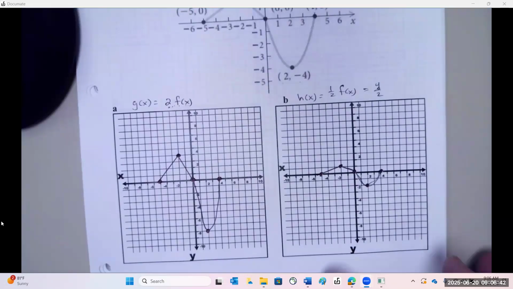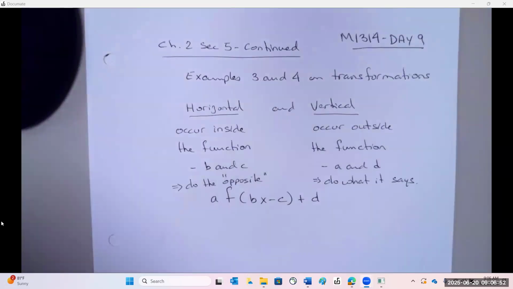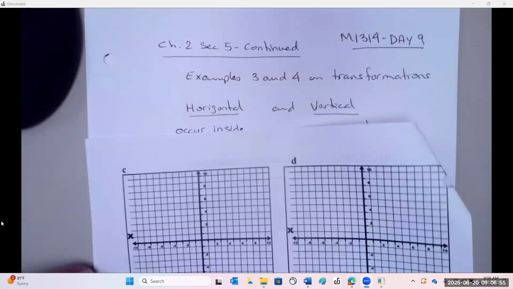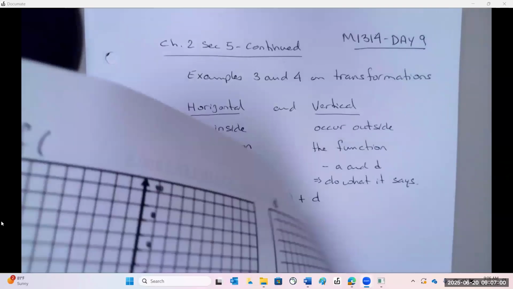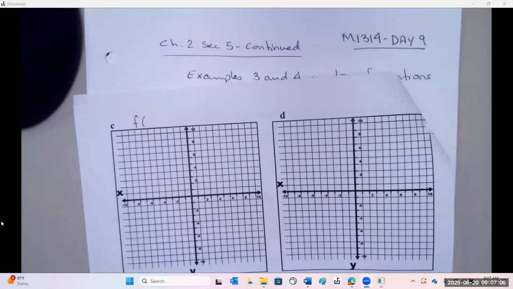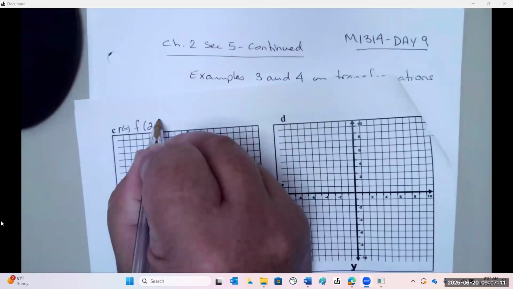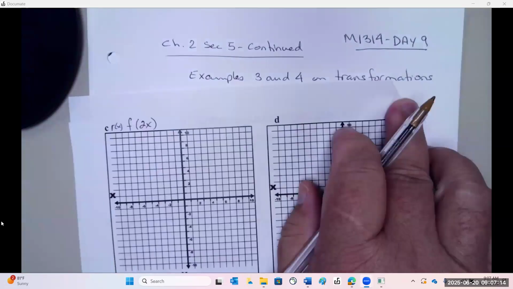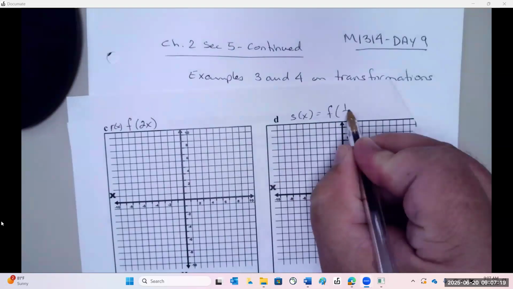Now, C and D happen inside. C is r of x is f of 2x, and D is s of x is f of 1/2 x.